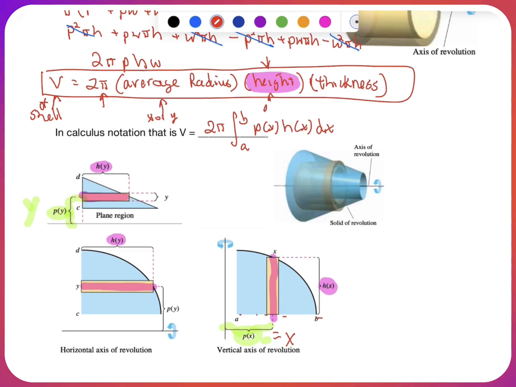Now your thickness, and this will be an equation in terms of x or y. So this is always going to be some sort of equation you have to figure out. Your thickness is how infinitely thin or thick your representative rectangles are. So if it's a horizontal representative rectangle, it's going to be dy. If it's a vertical representative rectangle, it's going to be dx. So that's how you determine if your integral is going to have a dy or dx.